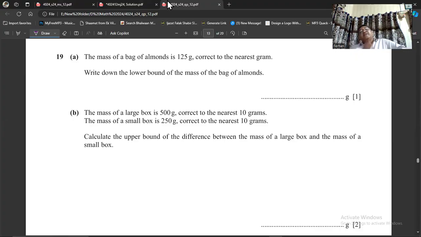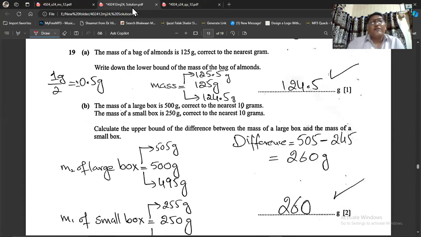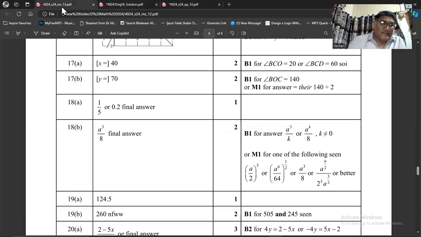Question number 19. He says the mass of a bag of almonds is 125 gram, correct to the nearest gram. Write down the lower bound of the mass of the bag of almonds. Because this is correct to 1 gram, I will divide 1 by 2. You get 0.5. So 0.5 gram will be added, you will get the upper bound. 0.5 gram will be subtracted, you will get the lower bound. So 125 plus 0.5, so 125.5 grams. And 125 minus 0.5, so you get 124.5. So the lower bound of the mass of the bag of almonds will be 124.5 grams. Question number 19A part.